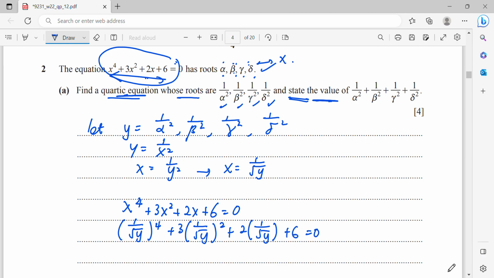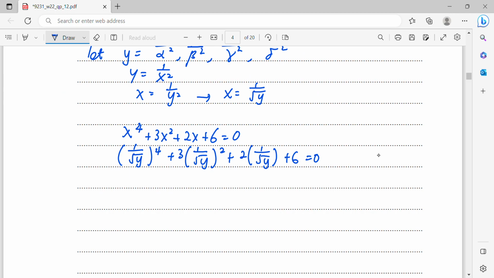Okay, and now here we need to simplify. The fourth power of 1 over square root y is basically 1 over y squared. The square of 1 over square root y is basically 1 over y, so 3 times 1 over y, I'm getting 3 over y. Then plus 2 over square root y plus 6 equals 0.